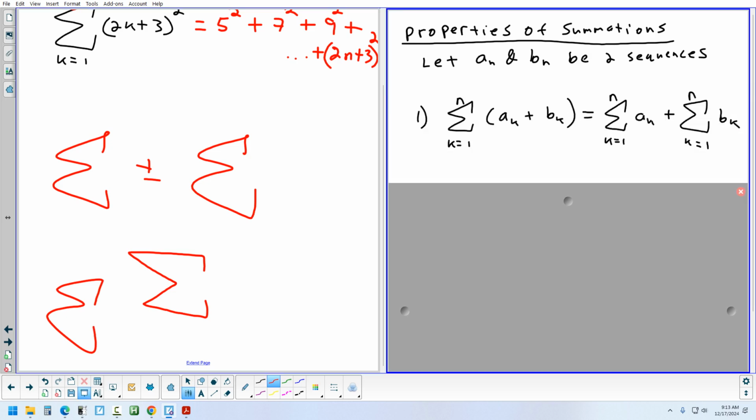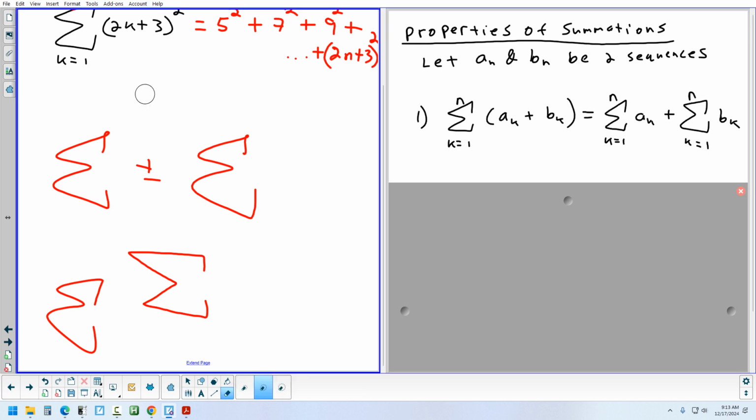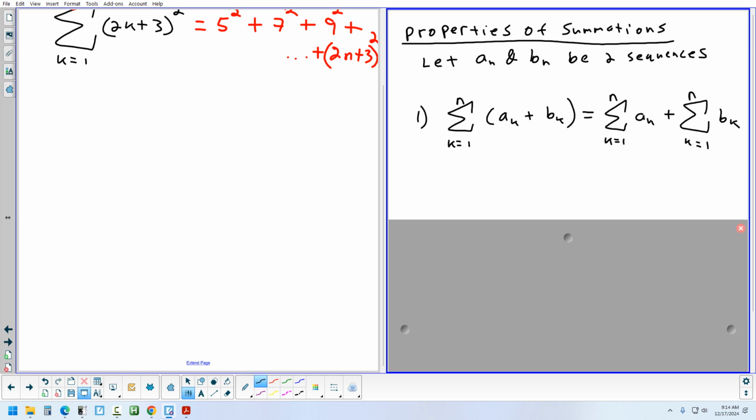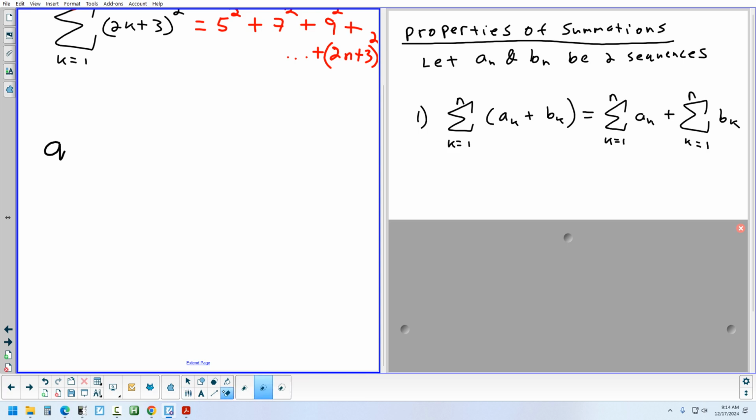All right, let's start with this one. So this first one is giving us a rule for taking 2 sigmas and adding them together. I think it makes more sense if I actually do this with some numbers so you can see it. Let me make up 2 sequences. Very short, very simple sequence. So A sub k is going to be the sequence 1, 3, 5. B sub k is the sequence 2, 4, 6.